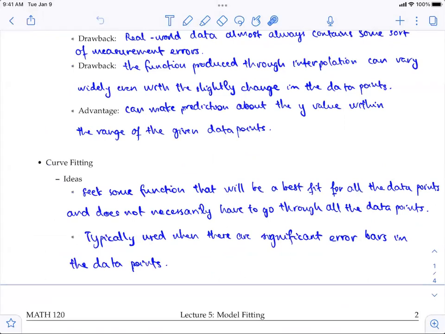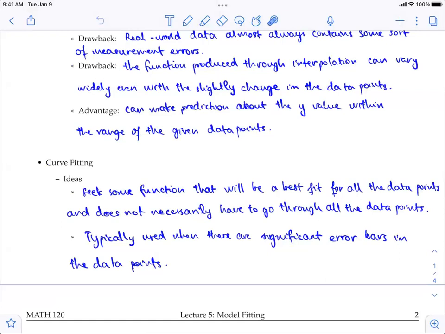Now, the next one is curve fitting. It's another type of model fitting. For curve fitting, you seek some function that will be a best fit for all the data points. And this curve that you produce does not necessarily have to go through all the data points. There are some criteria that you can use to produce the best model to fit all the data points, and we talk about those criteria in lecture 6 and lecture 7.